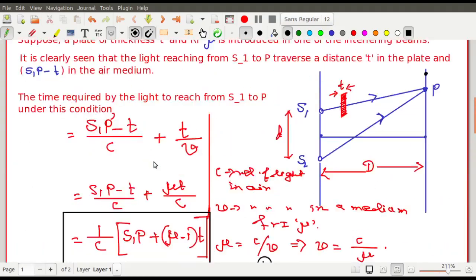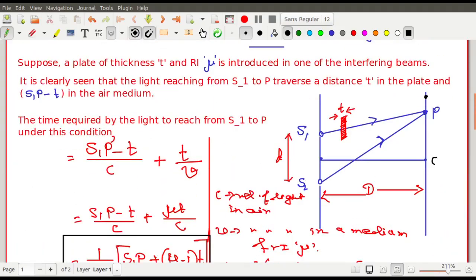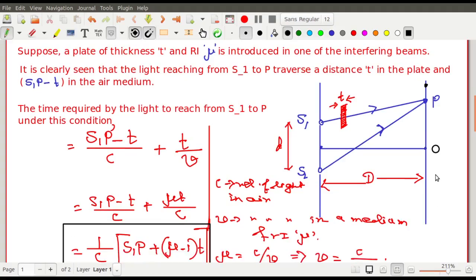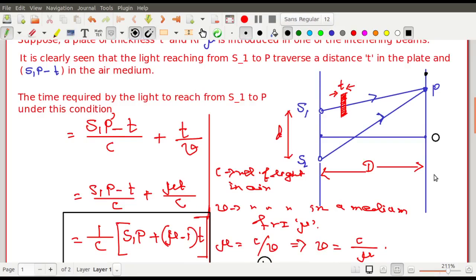Now, you may say that the same thing occurs for the central fringe also. So the central fringe, the point capital O, will also face the same difficulty, right? And what is a central fringe? You know that the central fringe is such a fringe for which the path from both the sources is equal. That is, the path difference is 0. But now you see that S1O is equal to S2O. That is fine in vacuum.